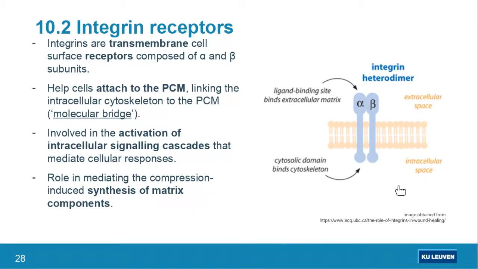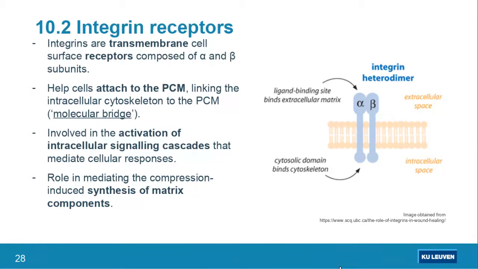These integrins are known to play a very important role in mediating the synthesis of new extracellular matrix components. So this is another type of mechanosensor, or mechanoreceptor, that plays an important role in keeping cartilage homeostasis through the process of mechanotransduction.